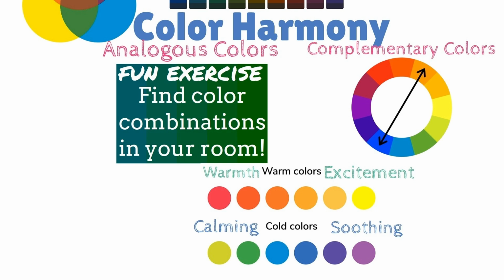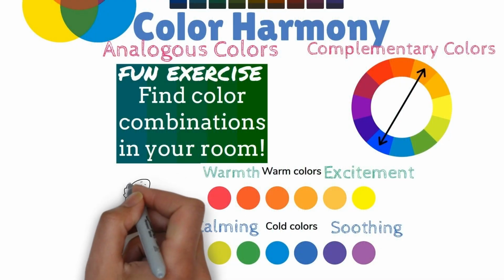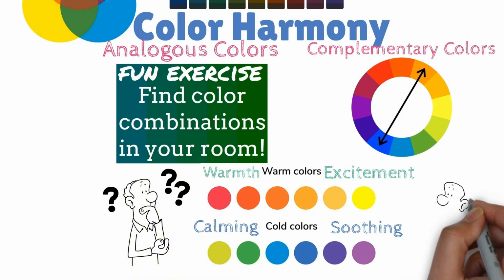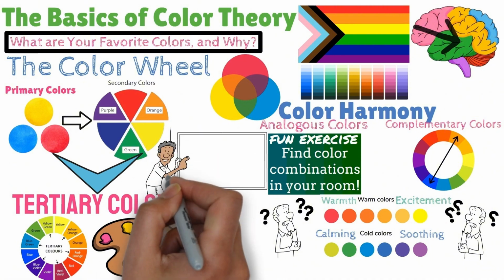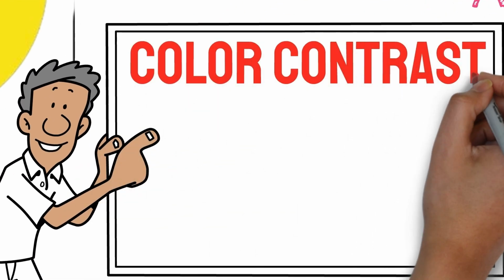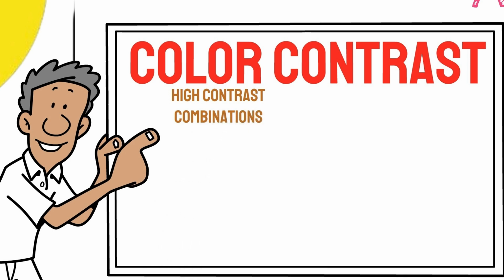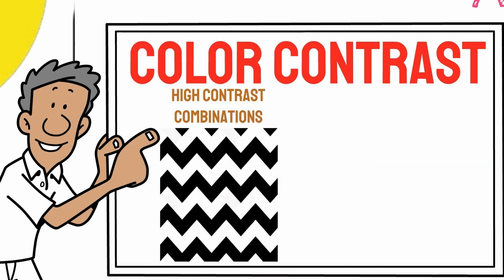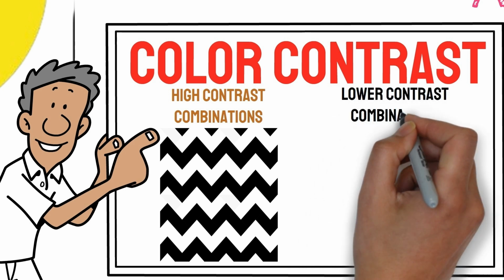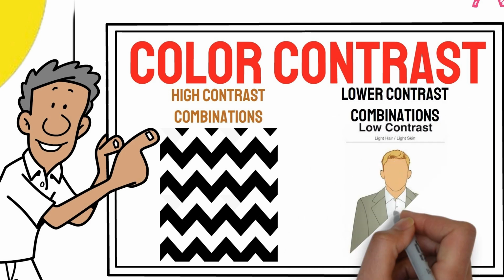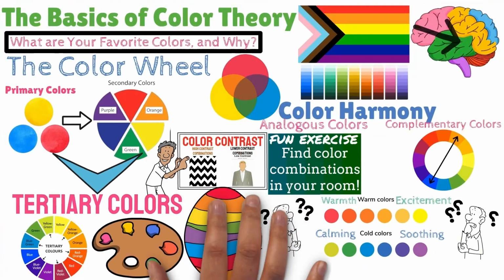Have you ever noticed how different rooms in your house might use warm or cool colors to create different moods? It's all about using color to influence our emotional response. Color contrast is another key element. High contrast combinations like black and white are very striking and can be used to draw attention. Lower contrast combinations, like different shades of the same color, create a more subtle, cohesive look.